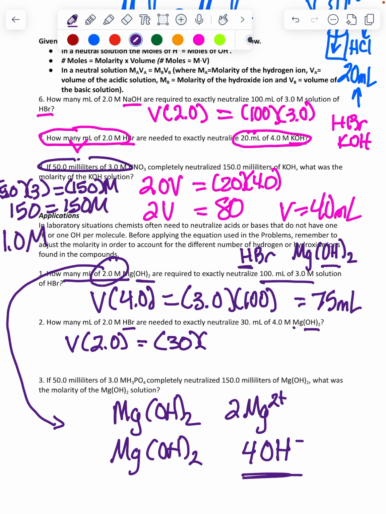Now again, what do I need to do to that 4? Every time it breaks down, I get 2. So you have to multiply by 2. So 80. So you wind up getting 240 divided by 2, and you get 120 milliliters.